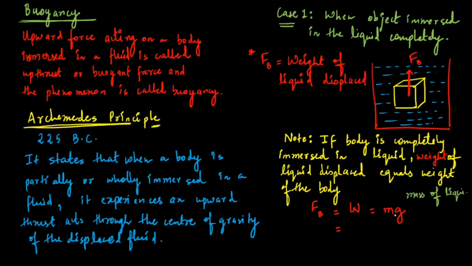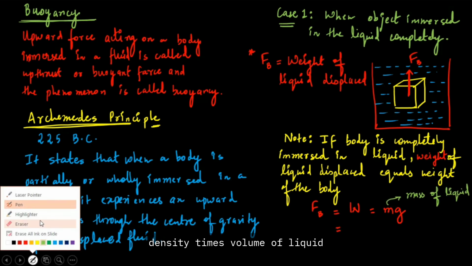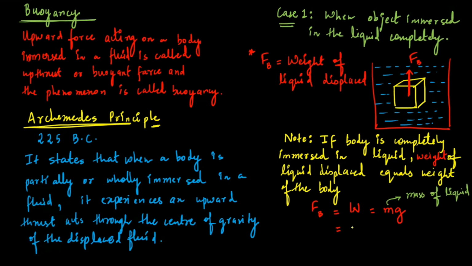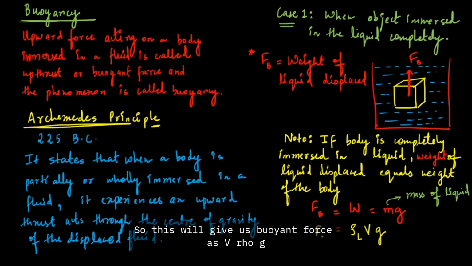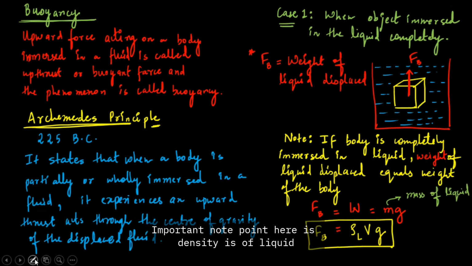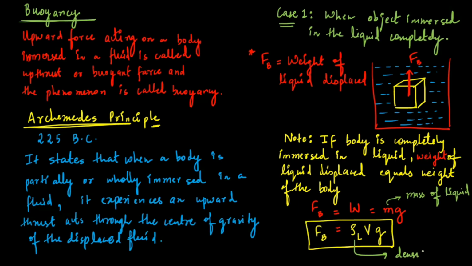So the mass of liquid must be equal to density times volume of liquid. So density of liquid, volume of liquid, and that volume of liquid is equal to the volume of the object. So this will give us buoyant force as V rho g. The important point to note here is that density is of the liquid, and volume is of the object.